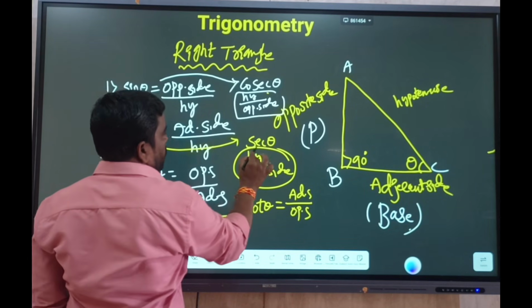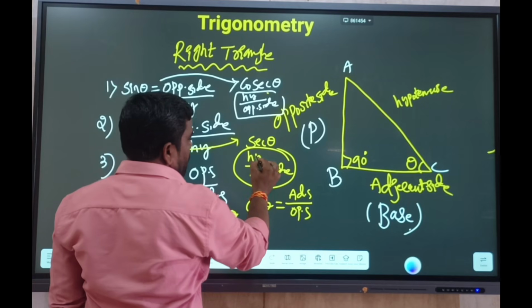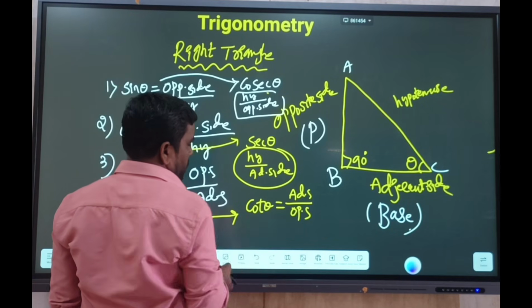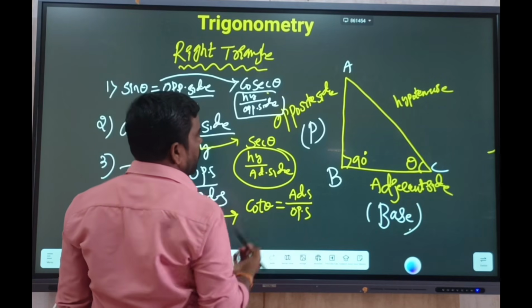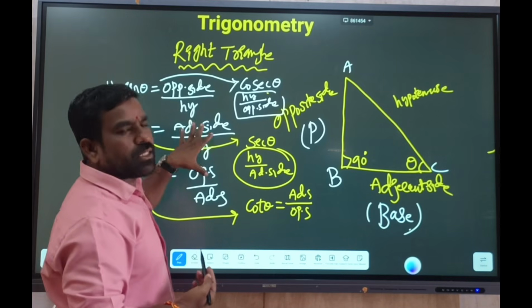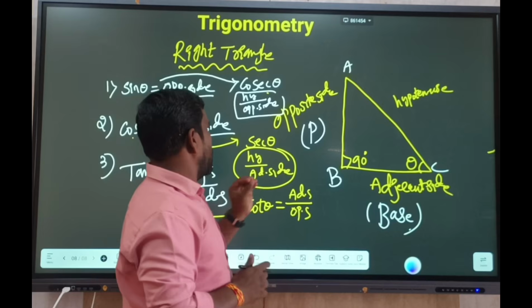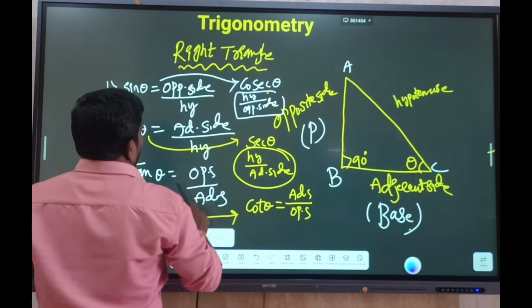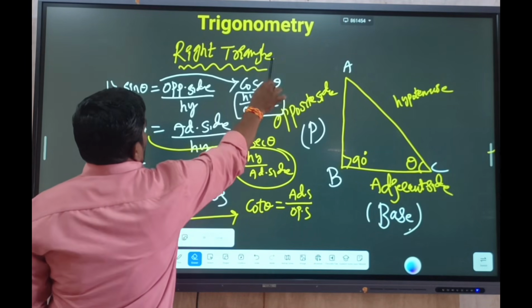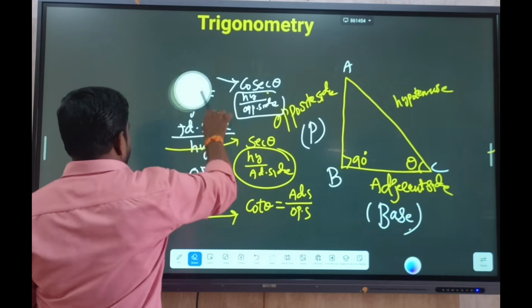The reciprocal of cos theta is secant theta. Secant theta is nothing but hypotenuse by adjacent side. Cot theta is equal to adjacent side by opposite side. These are the six trigonometry ratios. These are the most important formulas, but now there is a very important shortcut.